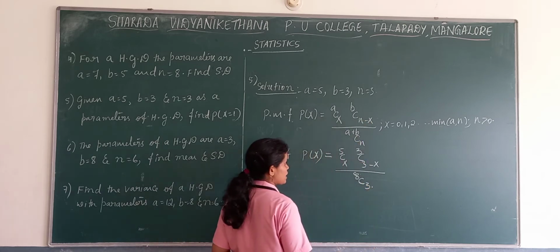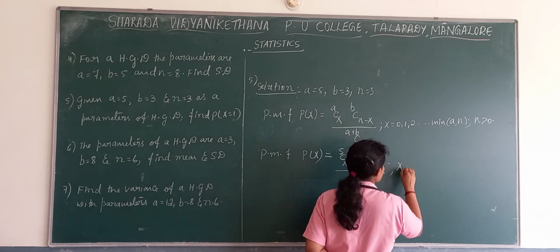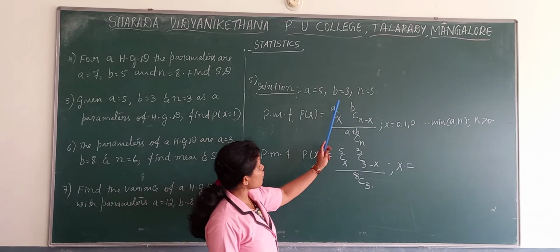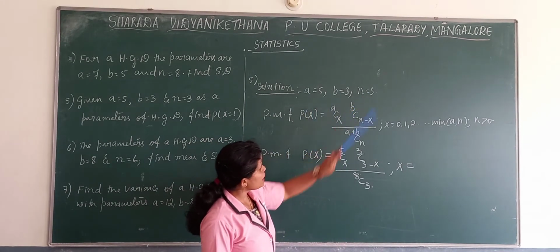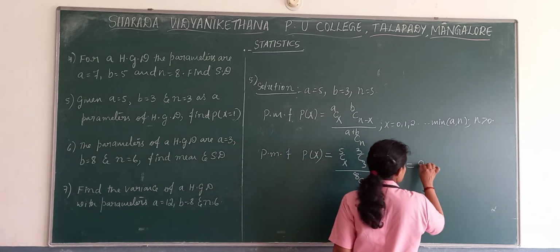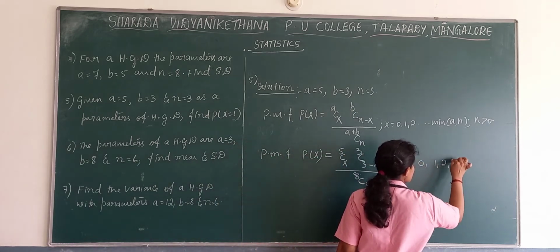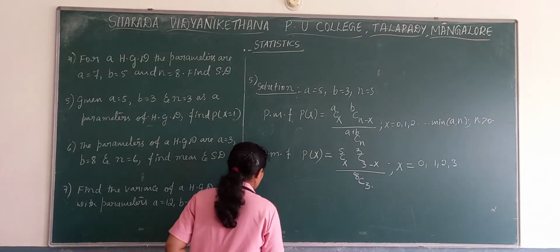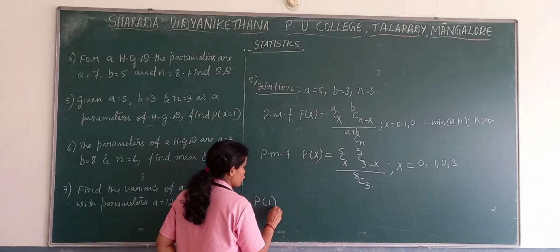3. Value of n is 8. And here x, what is the range? Range is you have to see A and n, which is big now. N, so that is your range: 0, 1, 2, 3. Now find out their P of 1. Write here P of 1.